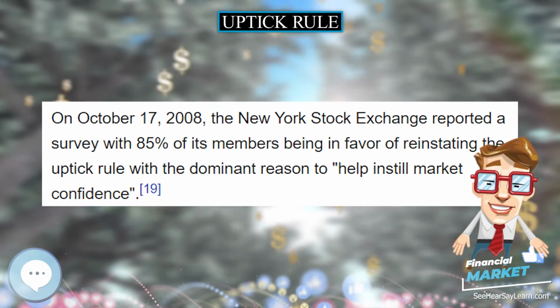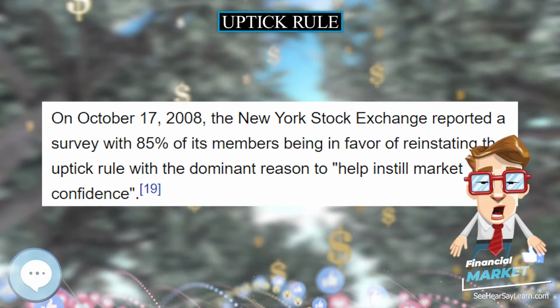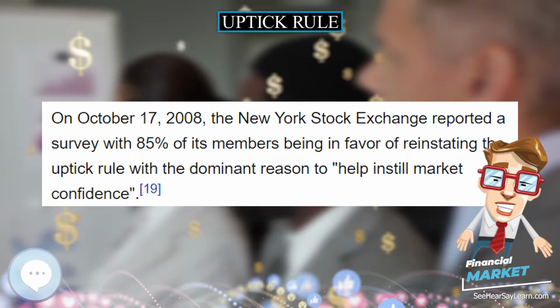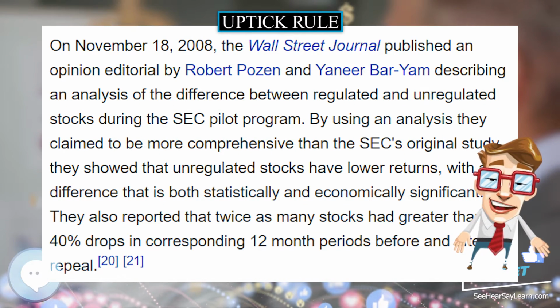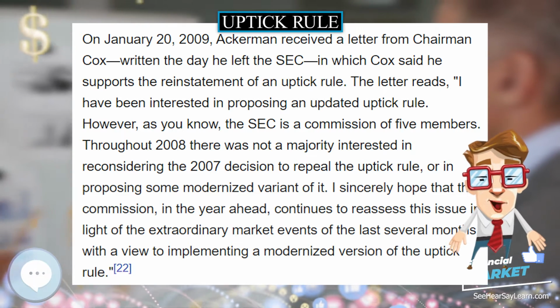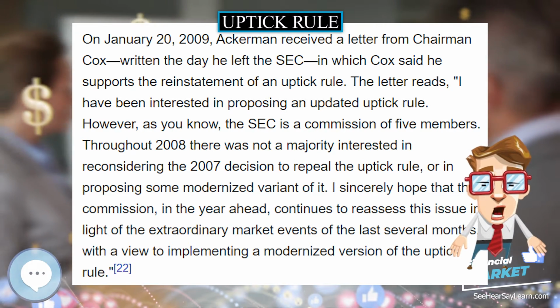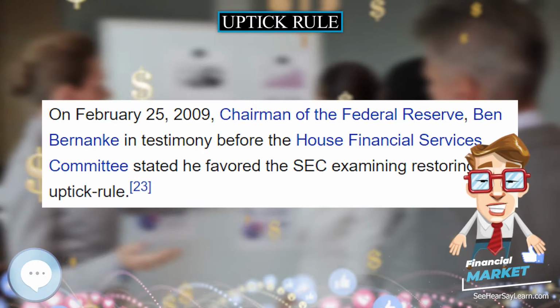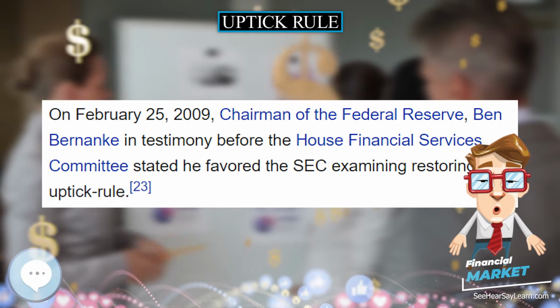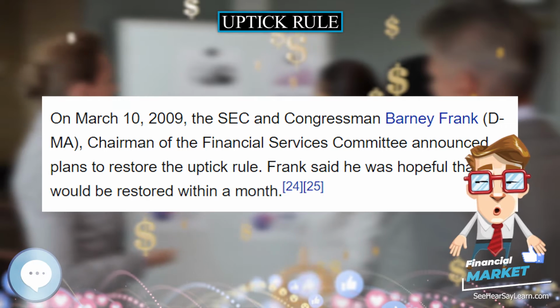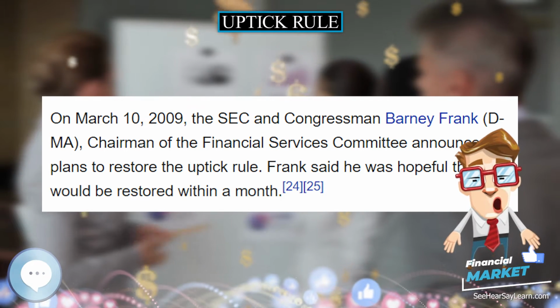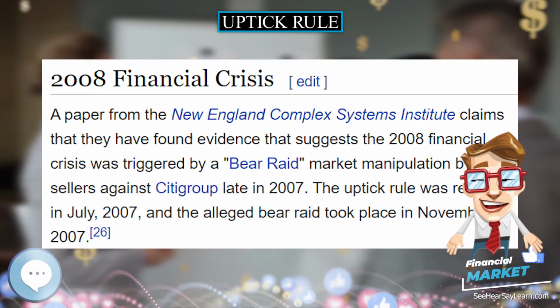United States. Origin. In 1938, the U.S. Securities and Exchange Commission, SEC, adopted the Uptick Rule, more formally known as Rule 10A-1, after conducting an inquiry into the effects of concentrated short selling during the market break of 1937. The original rule was implemented when Joseph P. Kennedy, Sr. was SEC Commissioner.